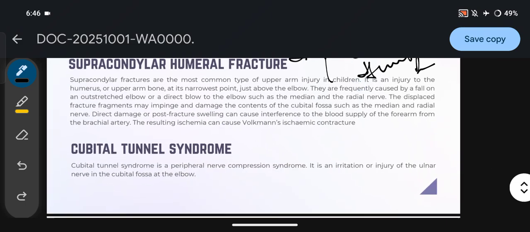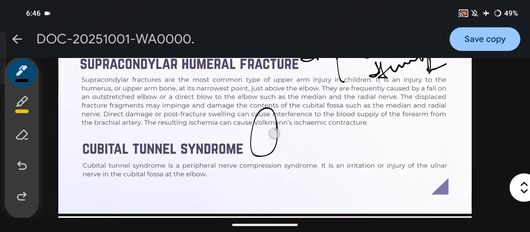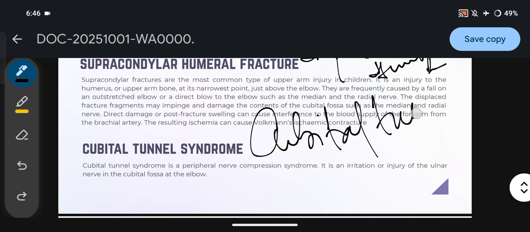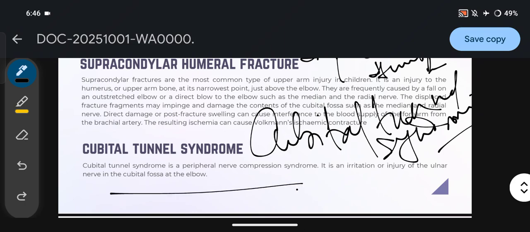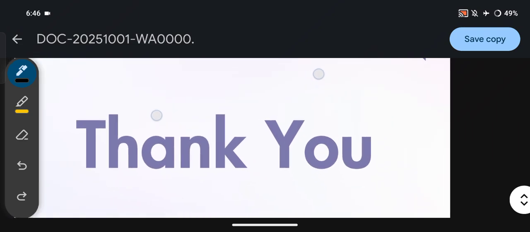Then the last one, that is cubital tunnel syndrome. So, cubital tunnel syndrome is a peripheral nerve compression syndrome. It is an irritation or injury of the ulnar nerve in the cubital fossa at the elbow. So, this is our today's topic.